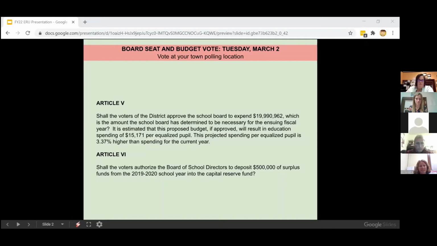And then Article 6 is giving the board the authorization to put some surplus funds into a capital reserve fund. As we all know, it takes a certain amount of money to keep our buildings and our grounds and our campuses in good shape. And so we felt that this money would allow us to do some projects that we've been kicking the can on. So we'll go over that also later.